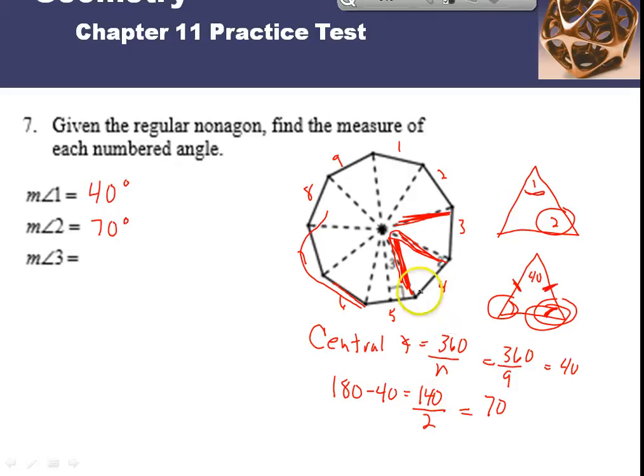Now angle 3 is this angle here, and that's half of the central angle. So here's my central angle, it's 40. If I were to draw that line to cut it in half, that angle right in there would be 40 divided by 2, which is 20. So angle 3 would be 20 degrees. And we use that all the time when we're finding the area of a regular polygon.